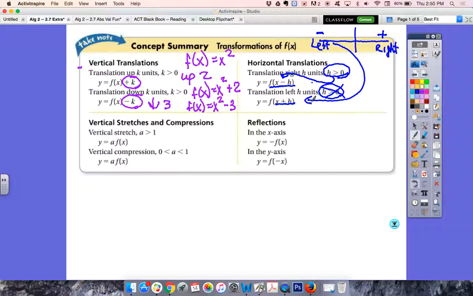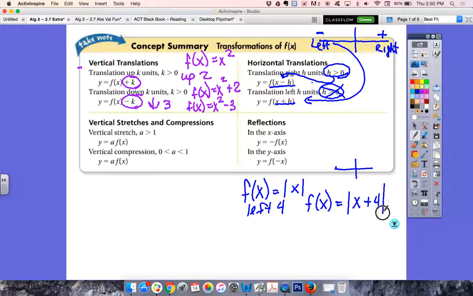So let's just make up 2 examples of that. Say we started with the absolute value function, and we want to go left 4. If we want to go left 4, left is where the negative numbers normally live. So I'm not going to put negative. I'm going to put positive, but it's got to be inside. That's where my side-to-side movement happens.